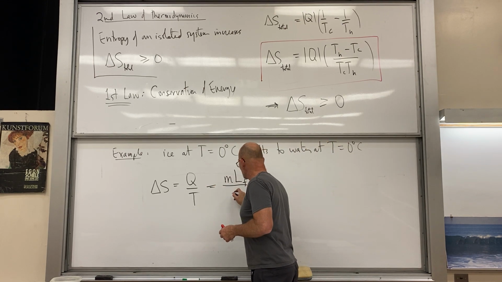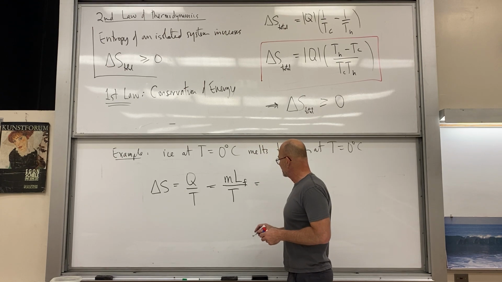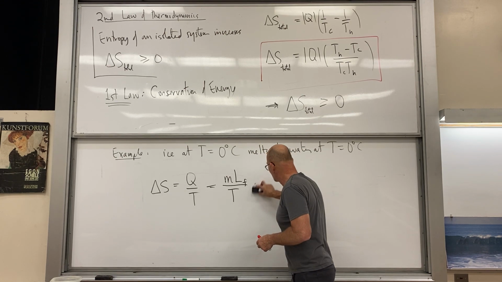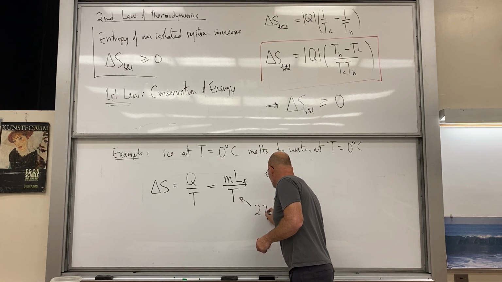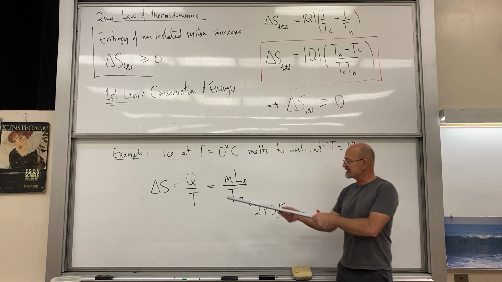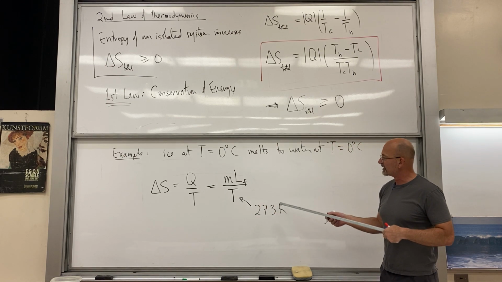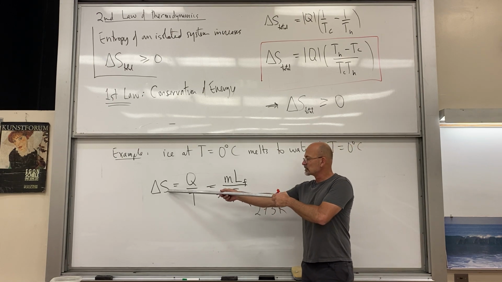And the temperature is going to be, I'm just going to do an arrow here. This is going to have to be 273 Kelvin. Okay. You're not allowed to put degrees Celsius in here. That'd be the 273 Kelvin. So you put those numbers in, and then you get the actual change of entropy.